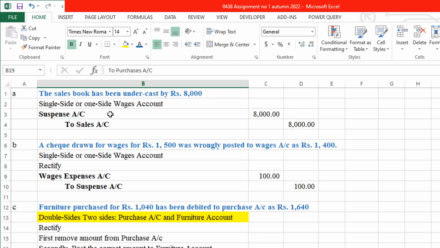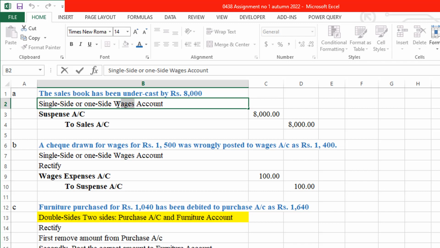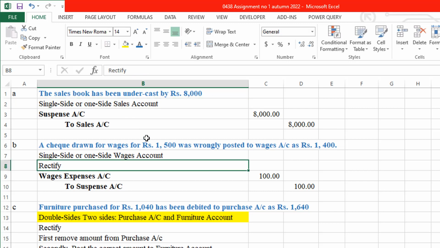So this is about the sales book being undercast by rupees 8,000. This is a single side or one side error in the sales account. By mistake I have written the sales account. So we increase the sales account, but we don't know the other side of the transaction. Only a single account is involved, so we have to introduce the suspense account to rectify all these kinds of errors which involve only a single account.